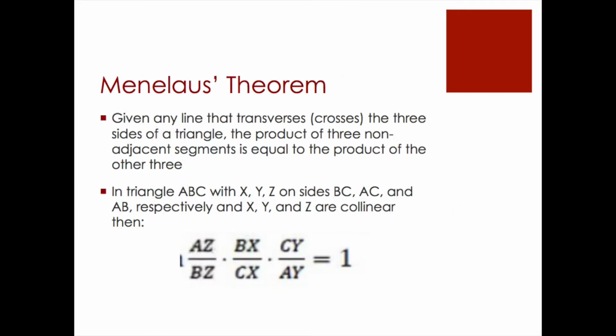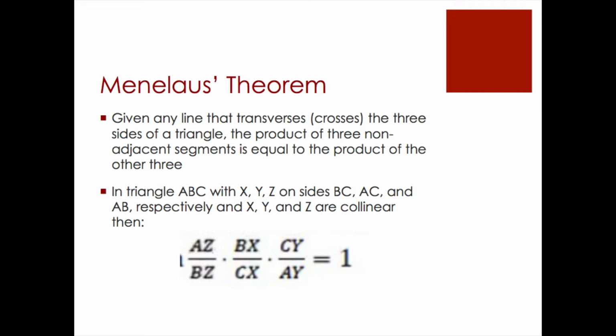As you've been working through your geometry class, it's time to take some of the basic concepts that you've learned and mesh them into one proof that has many different versions, but we can do this one with just basic knowledge of geometry. Menelaus' theorem states that given any line that transverses or crosses the 3 sides of a triangle, the product of 3 non-adjacent segments is going to be equal to the product of the other 3.